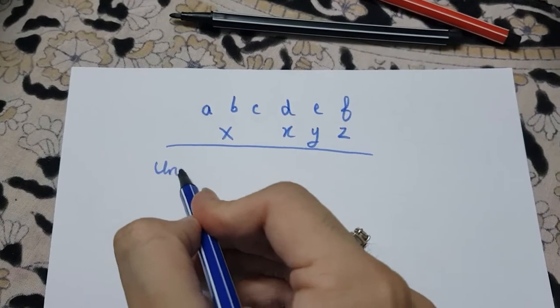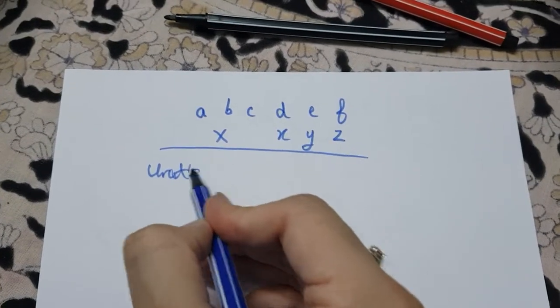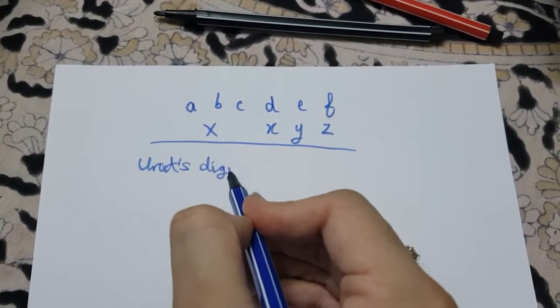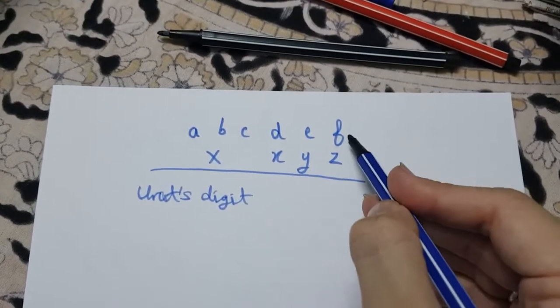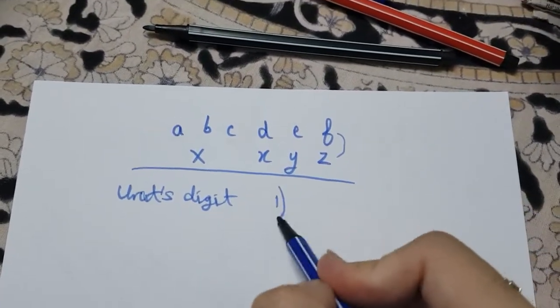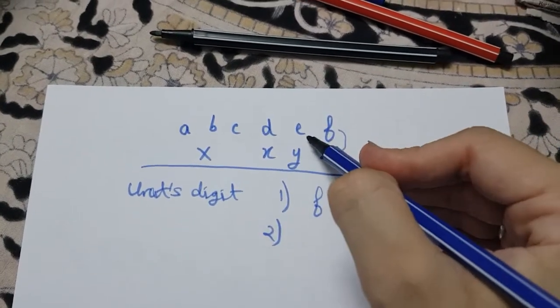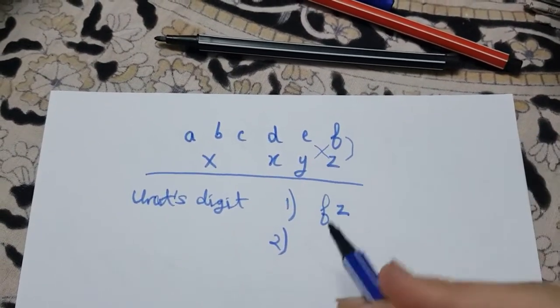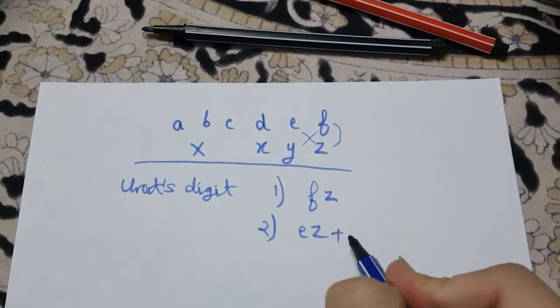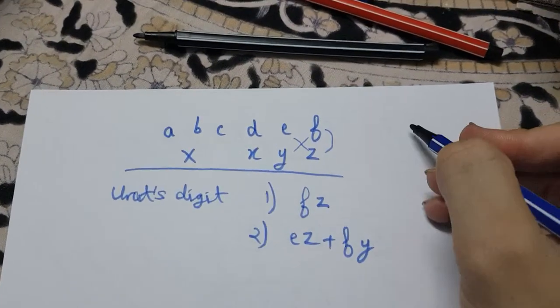Normally for the unit digit, we will do it similar to the two-digit case. First of all we multiply the units, so the first step will be f into z. The second step will be the same as we did in the two-digit number, that is e into z plus f into y.